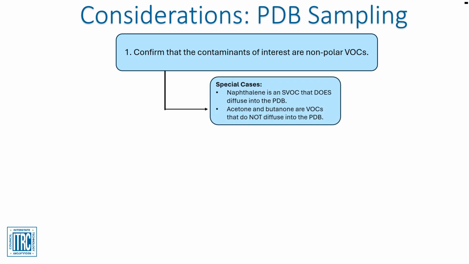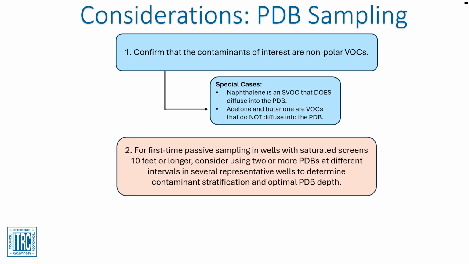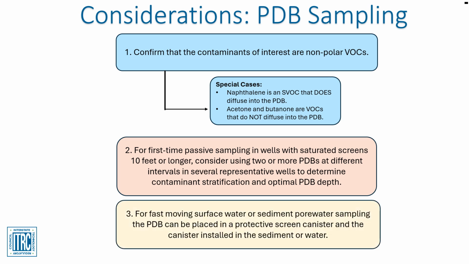For first-time passive sampling in wells having saturated screens 10 feet or longer, consider using 2 or more PDBs at different intervals in several representative wells to determine if the contaminants are stratified and to select the optimal PDB depth to meet project DQOs. For fast-moving surface water or sediment pore water sampling, the PDB can be placed in a protective screen canister, and the canister installed in the sediment or water.